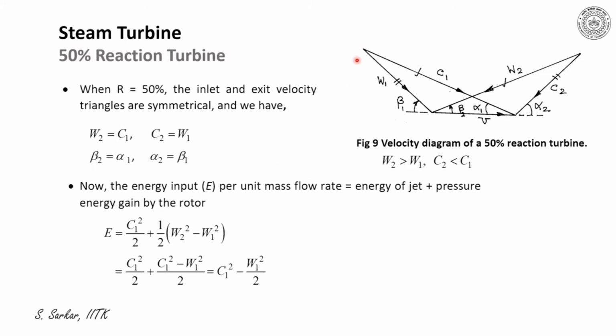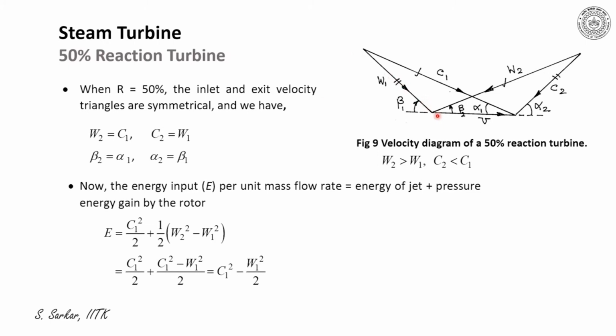Hence here I have indicated the velocity triangle of a 50% reaction turbine, both the inlet and exit velocities, and they are superimposed.